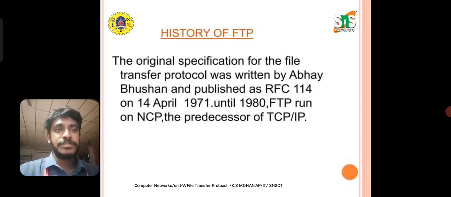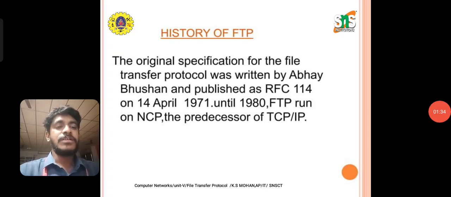We're going to discuss FTP, but before that, you should know the basic history of FTP. The original specification for the file transfer protocol was written by Abhay Bhushan and published as RFC 114 on April 14, 1971. Until 1980, FTP ran on NCP, the predecessor of TCP and IP.